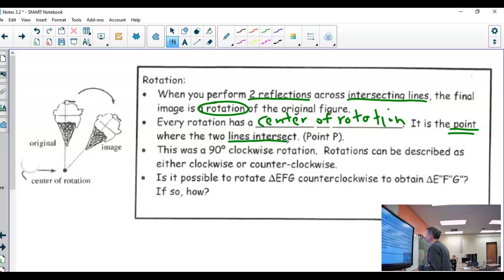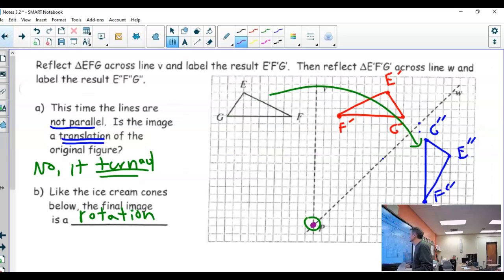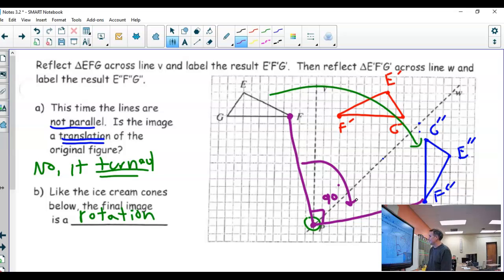This was a 90-degree clockwise rotation. Let me show you how it was 90 degrees. If I take point F and connect it to the center, and I take F double prime and connect it to the center, I have made a 90-degree angle. Think of that purple line as a stick, and that stick is just rotating 90 degrees clockwise, and it's dragging the triangle with it.